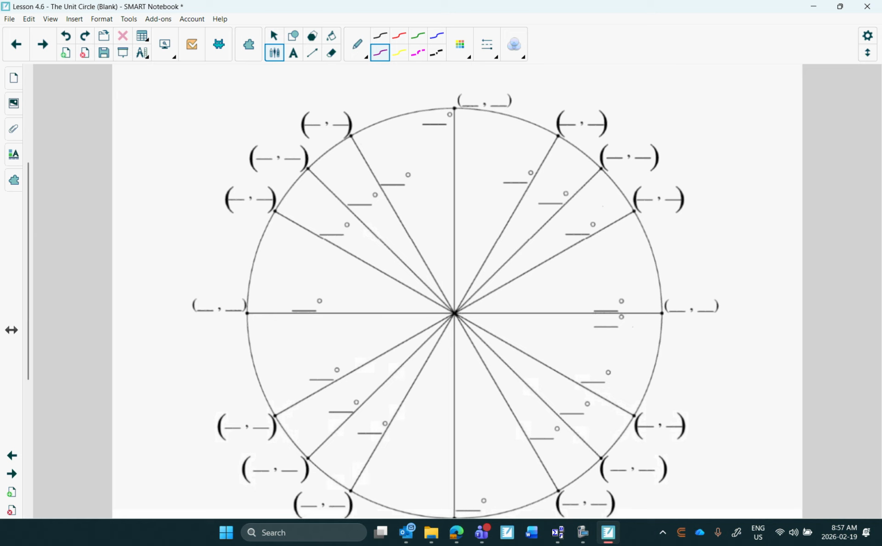I'm going to use different colors to represent different families. Let's start with 45 degrees, and I'm going to use purple. 45 degrees comes out in the middle of quadrant 1. What was that point on the unit circle again? Root 2 over 2 comma root 2 over 2.